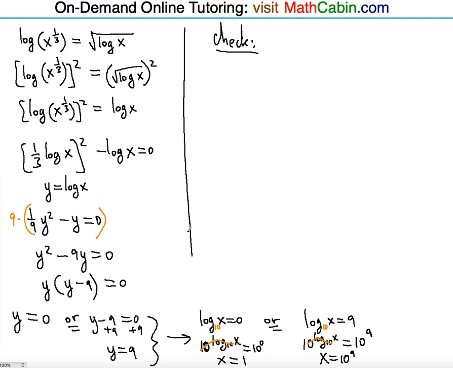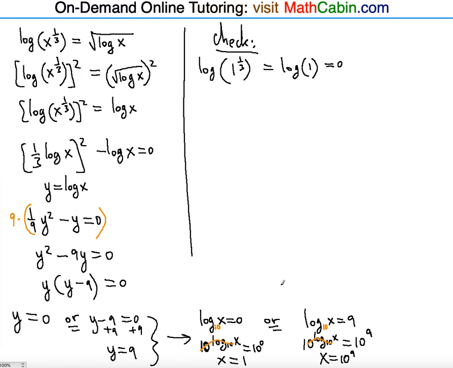So first we're going to check x is equal to 1. So let's check that. So log of 1 to the 1/3, right? I'm substituting 1 into the x. What is that equal to? Log of 1 to the 1/3 is log of 1, right? Because 1 to the 1/3 is 1. Log of 1 is equal to 0.